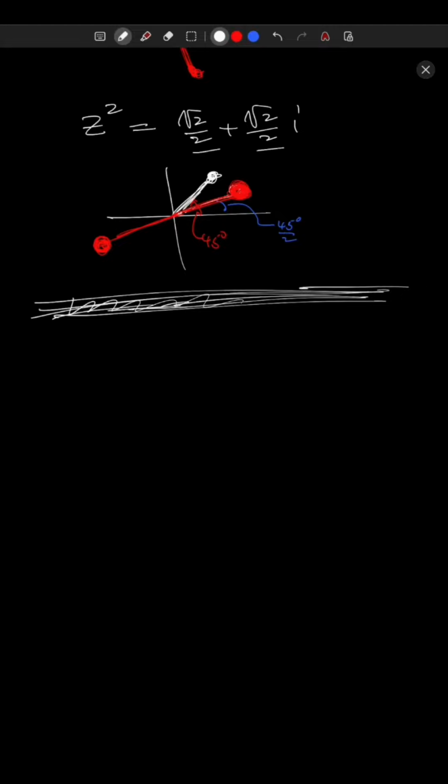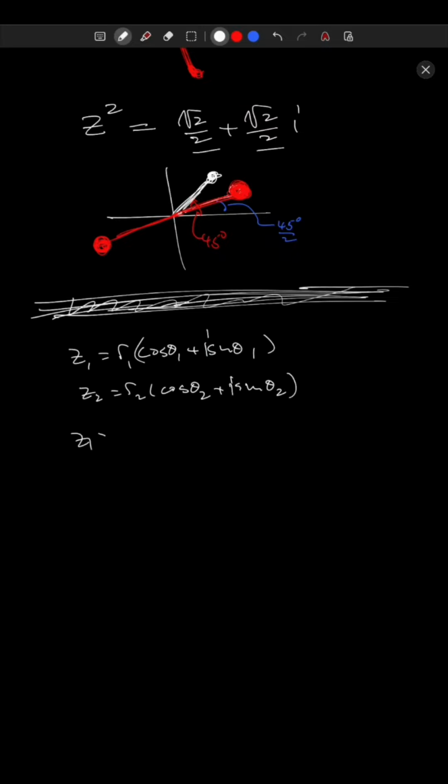slightly complicated, right? You have to remember if I have z1 is equal to r1 cos theta 1 plus i sine theta 1, and z2 equals r2 cos theta 2 plus i sine theta 2, all right? Then z1 z2 is equal to r1 r2 cos of theta 1 plus theta 2 plus i sine of theta 1 plus theta 2. It's kind of complicated, right? Even just writing this down is kind of complicated.